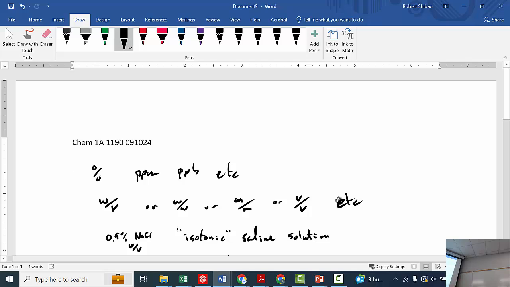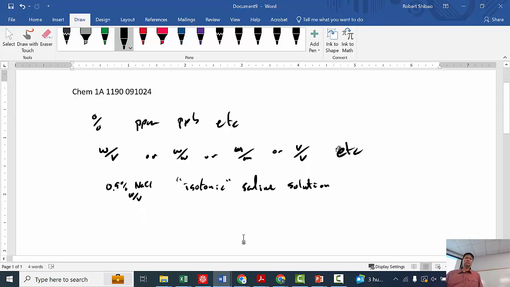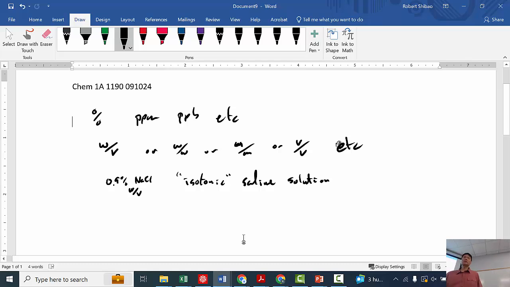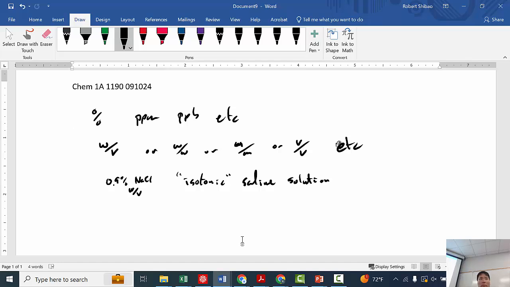But what does it mean? Is it M over V? Yeah, I think it's M over V. What does this mean? 0.9% W/V. 0.9% of a whole solution is salt, or NaCl. But what we do is we always convert all these, whether it's percent, ppm, ppb, into fractional form to use as a conversion factor.